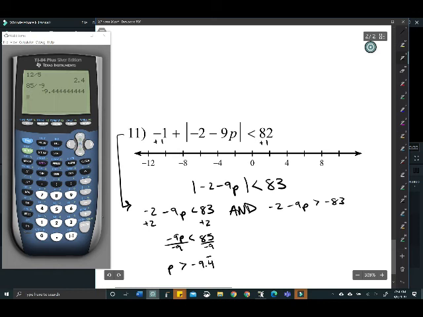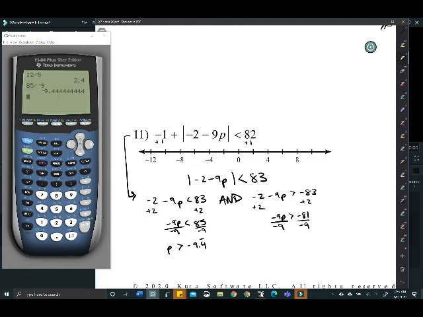On the other side, at least this side turns out to be nice. p is less than positive 9. Remember, change the sign. So graphing, be careful. It looks like they're going by 2s. So this is 2, 4, 6, 8, 10. And this is negative 2, negative 4, negative 6, negative 10. Why exactly they did that, not entirely sure.